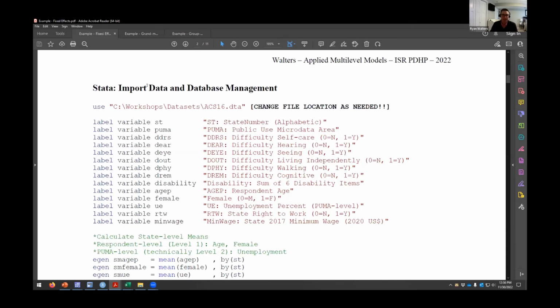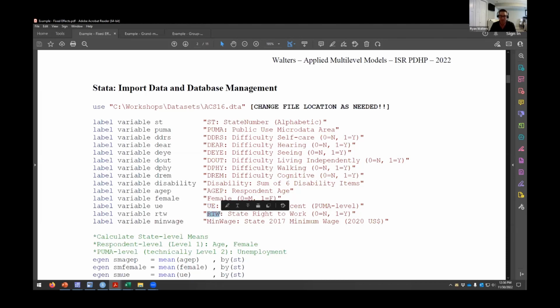So again, I have Stata code to import the data. I'm labeling my variables. The variables we're going to care about the most here are disability, which is the sum of those 6 disability items. We're going to care about age, so that is respondent age, and we're going to care about unemployment. Unemployment's technically at the PUMA level, so that's technically kind of this level 2 running underneath here where states are level 3. So we're going to talk about some of the issues from that as well.